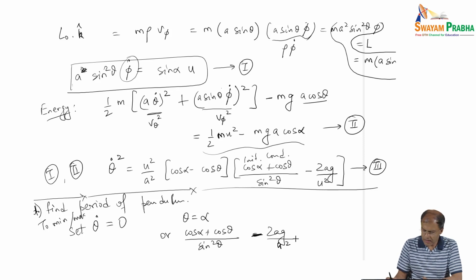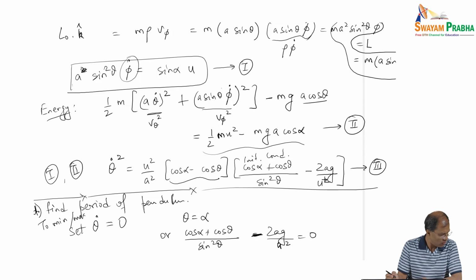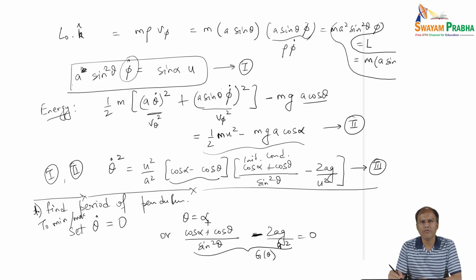Is 0. So either the first factor is 0 or the second factor is 0. And let us call this second factor g theta. Now we have found two values of theta. One is simply theta equal to alpha, and the other one is governed by the equation g theta equal to 0. Now to find out which one is minima and which one is maxima, we have to go to the second derivative, theta double dot.